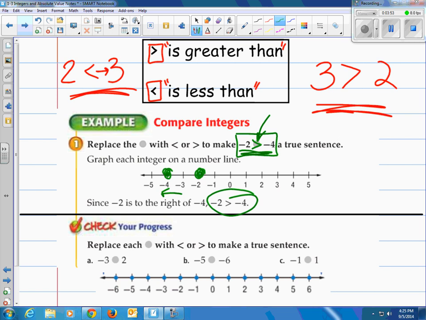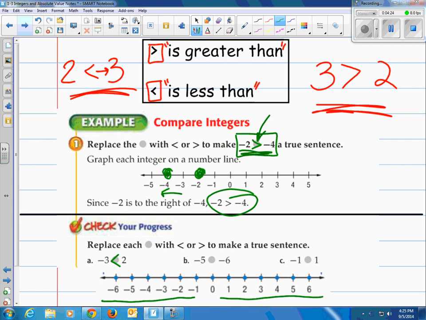Take a look at the examples down here. Try them on your own, A, B, and C. See if you come up with the correct inequality to put in for the circle. Here's what I would do. I know that any negative number is going to be less than any positive number. Therefore, I would write in -3 is less than 2, simply because all negative numbers are less than any positive numbers.